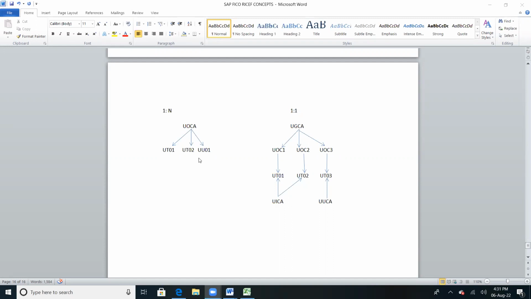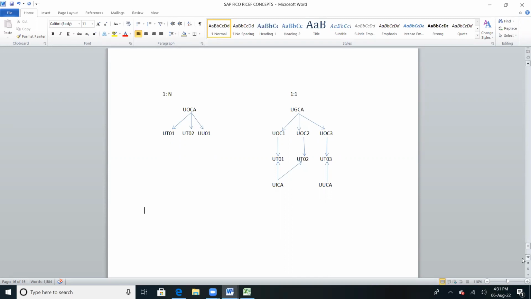Yes. Any other questions? Right on. First one, operational chart of accounts. We have three charts of accounts, right? Write down.